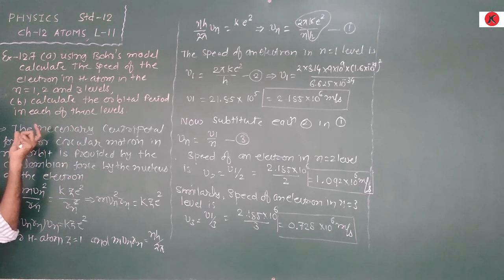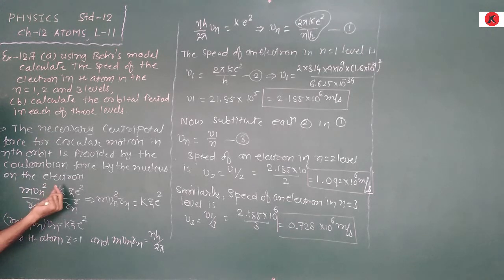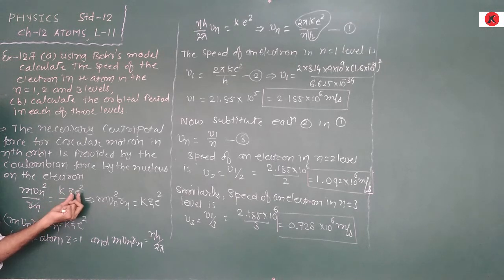For that purpose, we consider that the necessary centripetal force for circular motion in the nth orbit is provided by the Coulomb force of the nucleus on the electron. Therefore, centripetal force m vn square upon rn is equal to k z e square upon rn square. Here vn is the speed of an electron in the nth orbit, rn the radius of the nth orbit, k Coulomb's constant, z the atomic number of the element, and e the charge of an electron.